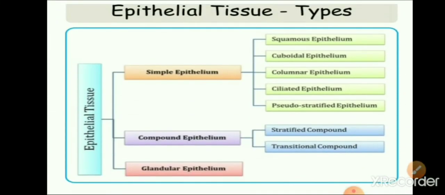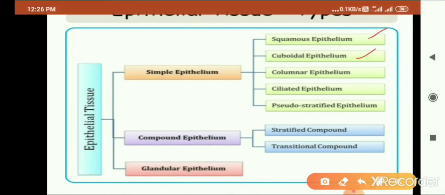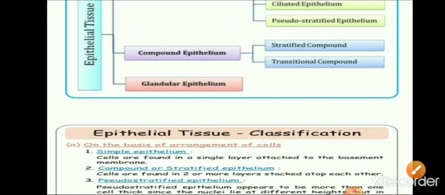Here we have the types of this epithelium. Epithelium is of three types: simple, compound, and glandular. The simple epithelium is of five types. One is squamous, then cuboidal, columnar, ciliated, and pseudostriated. Another one we have is the compound. Compound is striated and transitional compound. And one is glandular epithelium.